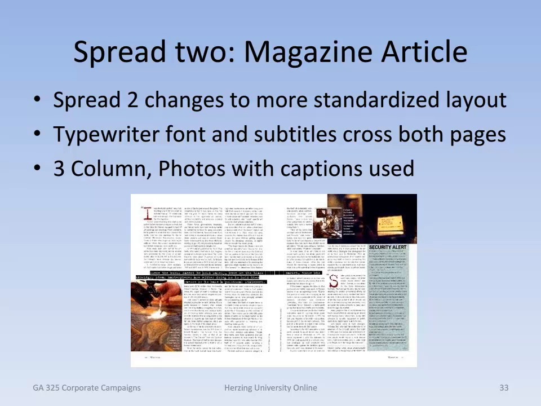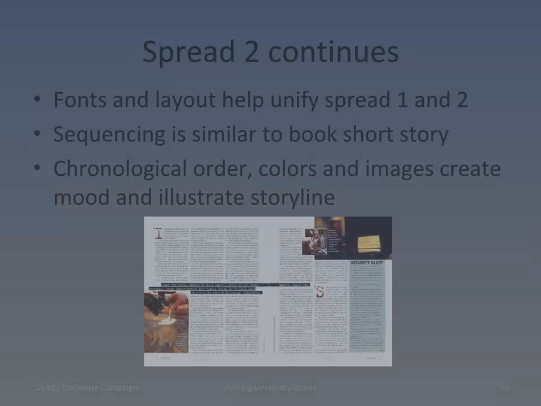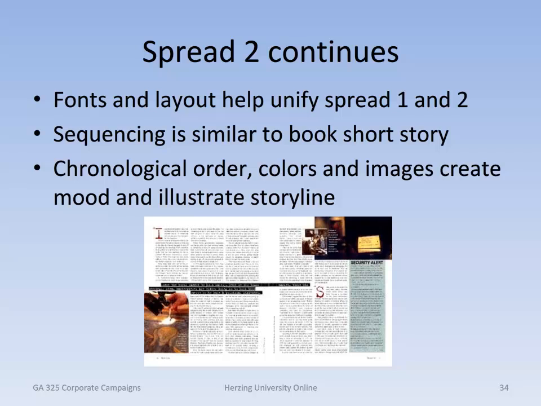It has a 3-column layout, and photos, illustrations, and captions are all used in combination with the written article. The fonts and layouts are unified between the two spreads, although the first spread and the second spread use different colors and slightly different layouts. The sequencing is in chapters, and it is chronological. The images and the colors all help to create the mood that the author and the magazine seek to display here.